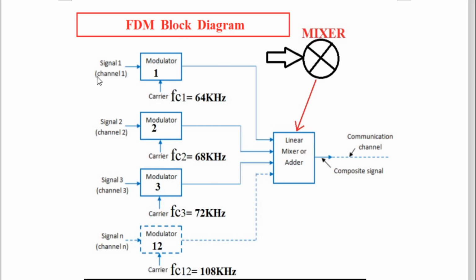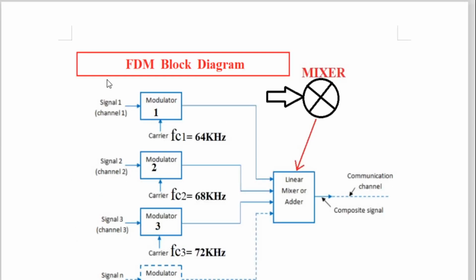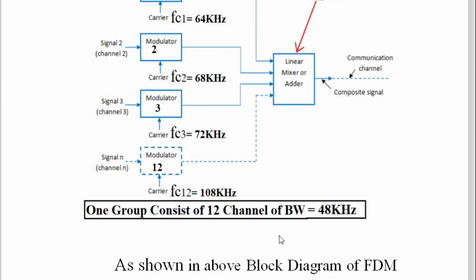A separate carrier is allotted for every information signal, and there is a gap of 4 kilohertz. Now let us try to understand this. A group consists of 12 channels, and the bandwidth will be 48 kilohertz, because one voice frequency information signal requires 4 kilohertz bandwidth. So the group of 12 channels in FDM requires 48 kilohertz.